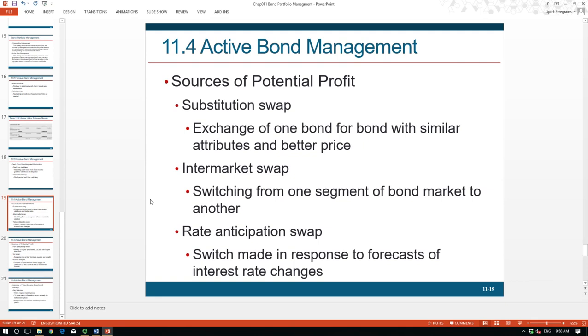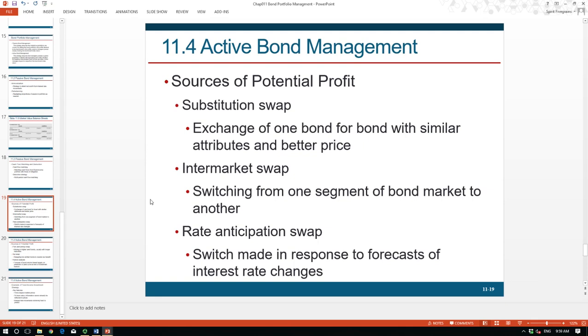First one is substitution swap. Here you simply exchange one bond for a bond with similar attributes, but with a better price. The reason why you call it a better price is because you found a bond that is undervalued. Let's say bonds A and B. They are essentially identical in terms of attributes. They have the same interest rate risk, similar term to maturity, similar coupon rate, the exact same initial yield, and also those two bonds have similar credit risk. But here you found bond B is undervalued relative to bond A. Therefore, you want to exchange A for B to achieve higher return.